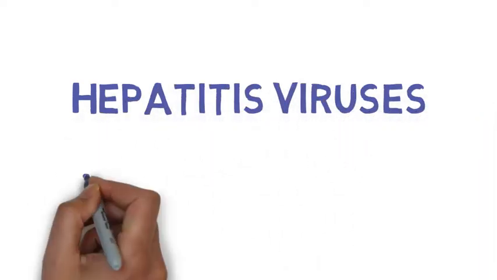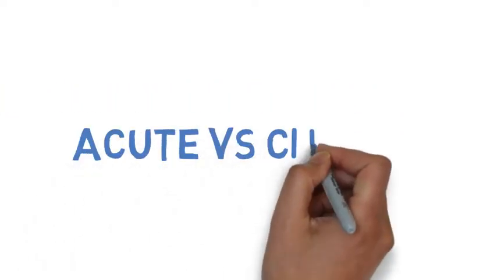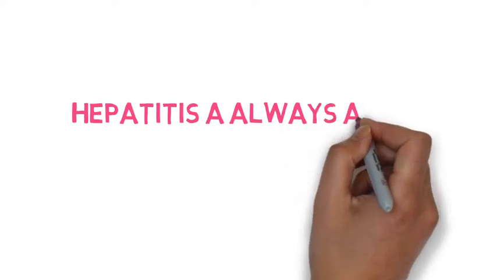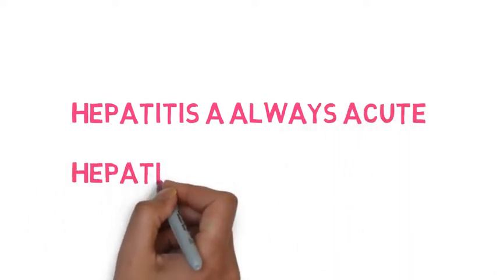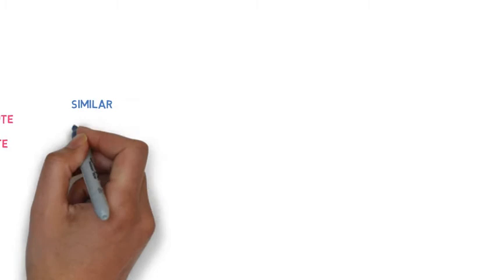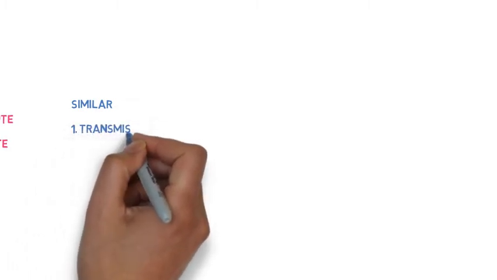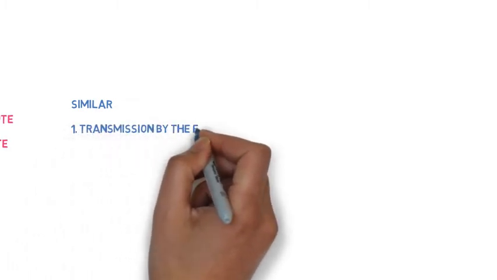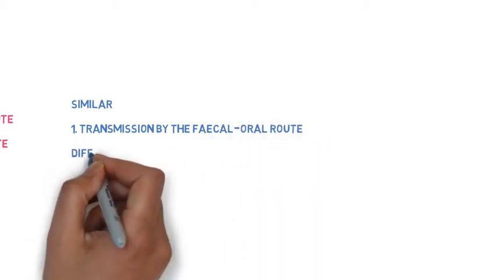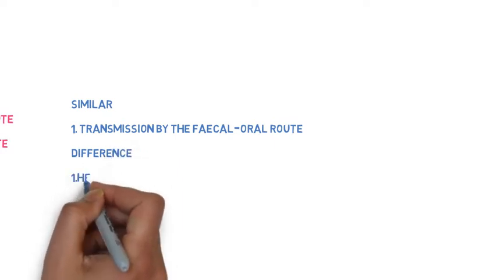When describing viral hepatitis, two key terms are often used: acute and chronic. These refer to the time scale of infections. Hepatitis A is always acute. Similarly, hepatitis E is nearly always acute. These viruses are similar in the sense that they are both transmitted by the fecal-oral route. A key difference is that hepatitis E can cause significant problems in pregnant women.